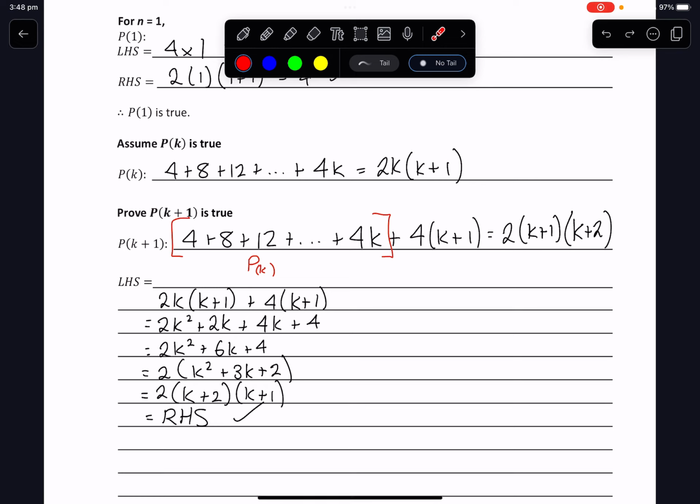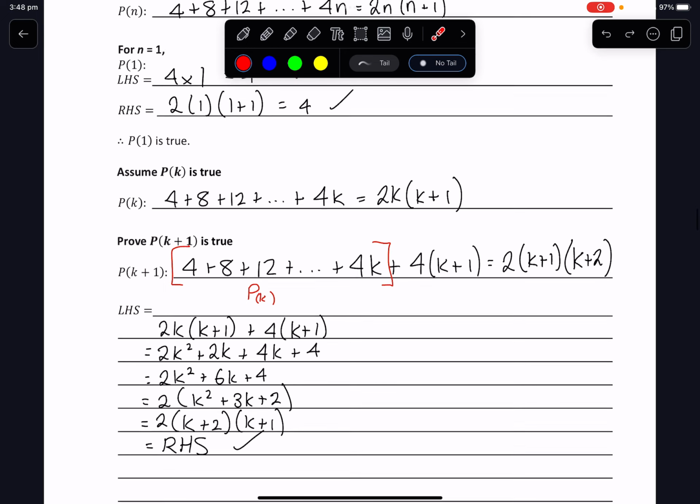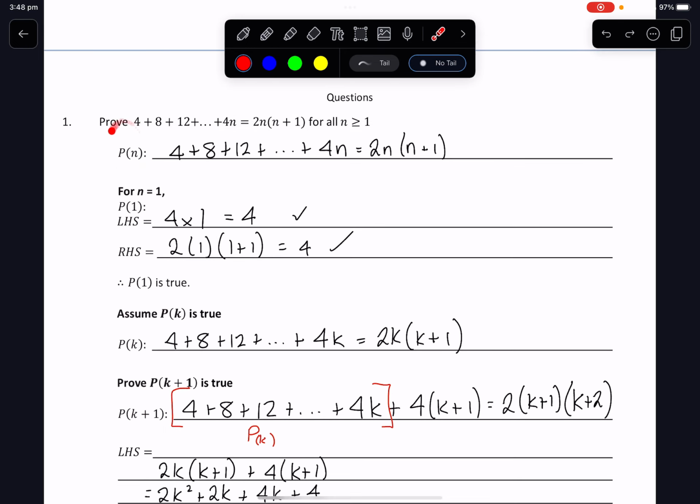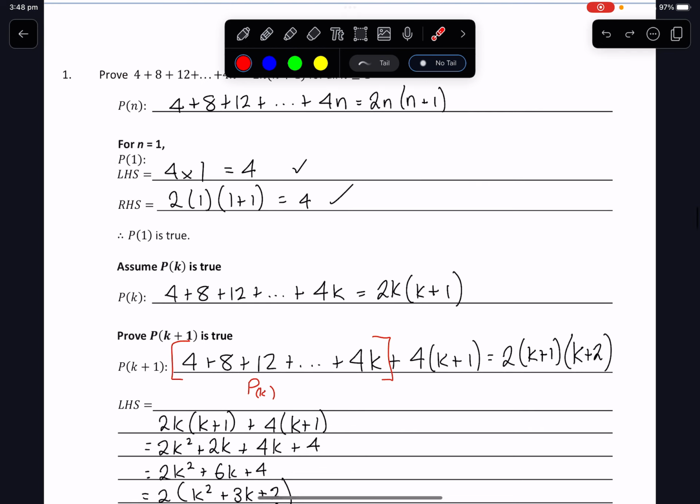Hopefully this has explained PMI in a nutshell. This is obviously very structured, so often you won't be given these, so you have to create P of n, P of 1, left-hand side, right-hand side, etc.